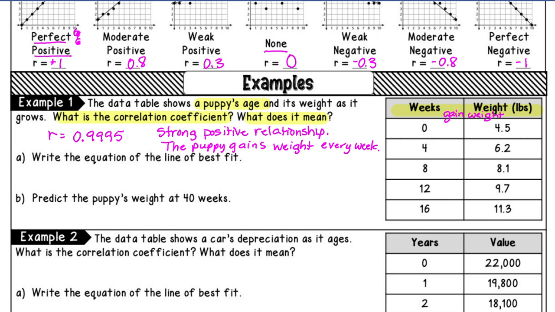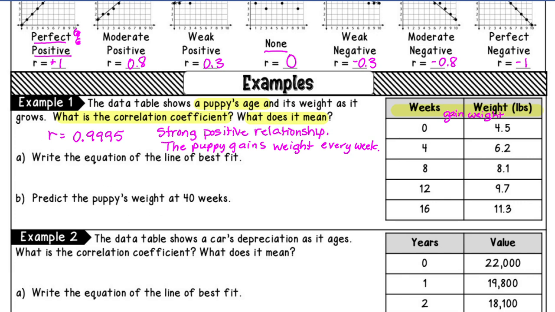Now, this relationship would not be true once a puppy reaches adulthood. They're not going to gain that same amount of weight every week because they're going to be grown. They might gain weight once they're grown, but it's not going to be the same kind of relationship. So this won't continue forever. We're just looking at it in this one small window.